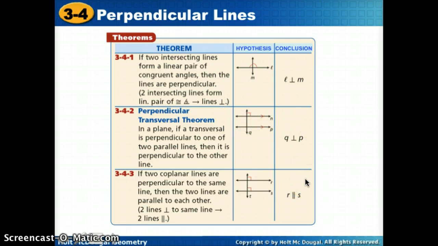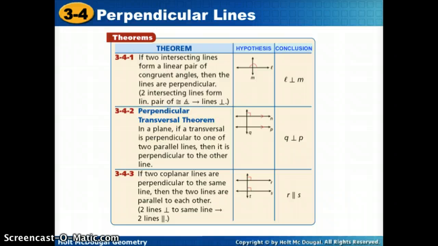And our last one says if two coplanar lines are perpendicular to the same line, then the two lines are parallel. So it's kind of the flip. Instead of seeing that one line is perpendicular to one of the two parallels, we're going to say it backwards. If the line is perpendicular to the two lines, then they must be parallel.